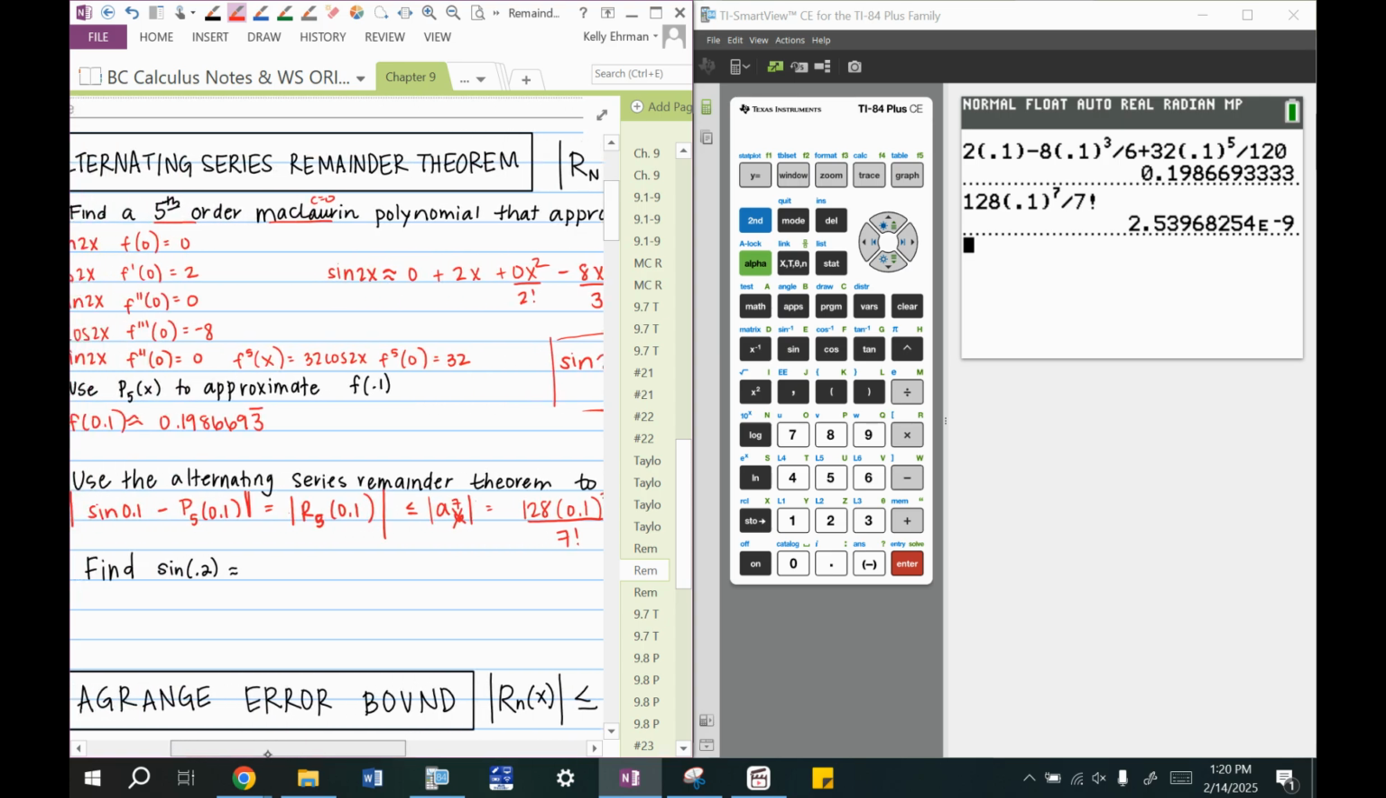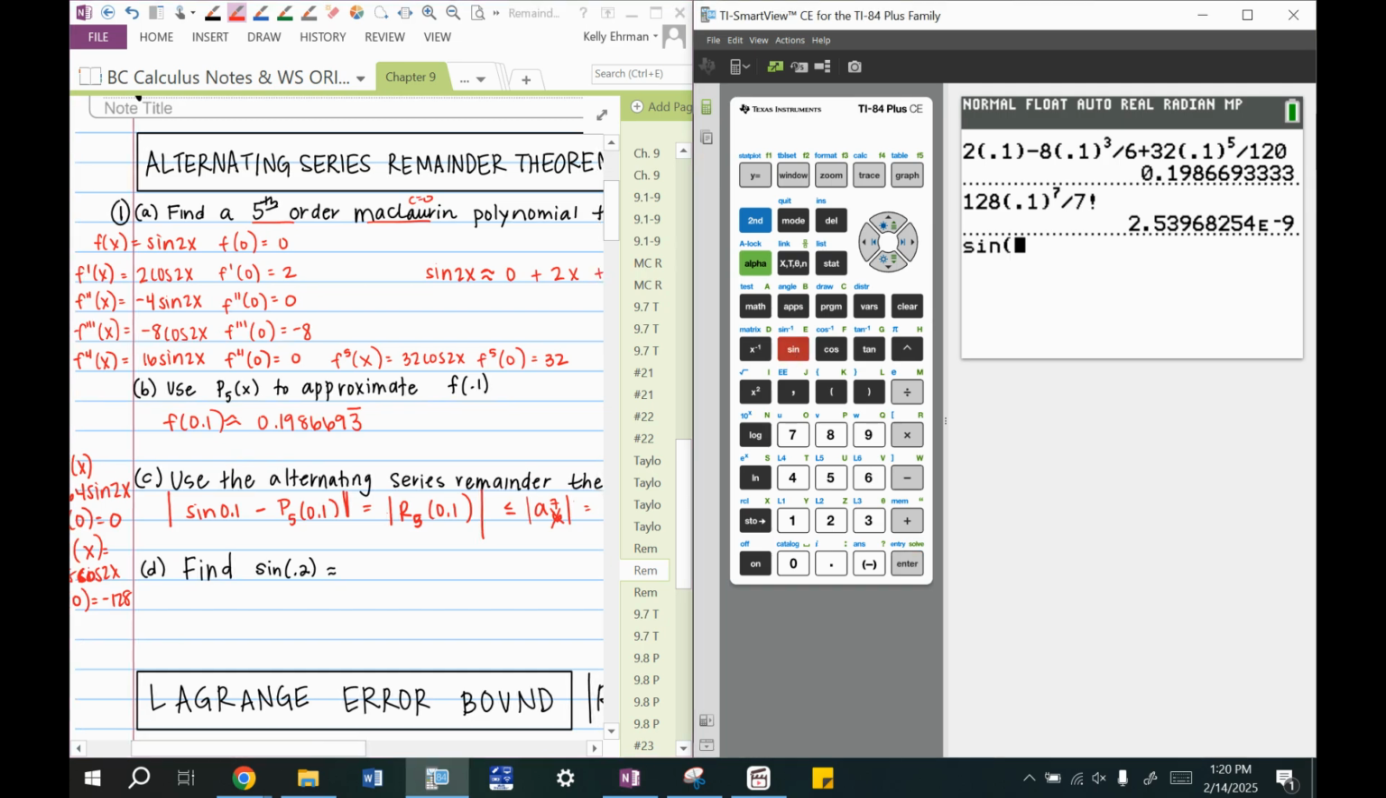Right? And what is the actual sine of 0.2? I'm in radian mode. It's this value. So remember, this was my approximation. My error tells me I should have at least 8 decimal places that match up. So 1, 2, 3, 4, 5, 6, 7, 8. I do. It's only the last 2 that don't match up. So that's perfect. So this sine is 0.19866933308.